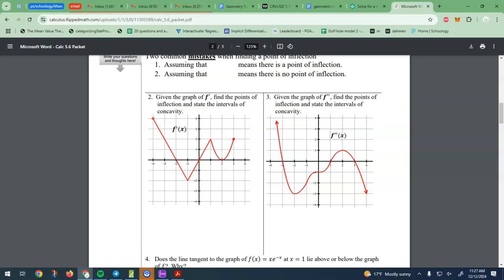Is that okay for 3 or for 2? So make sure you realize what you're given there. Now they're giving you the second derivative. You can tell me where f of x is concave up, concave down, and that's one. Or were you looking at the second derivative?